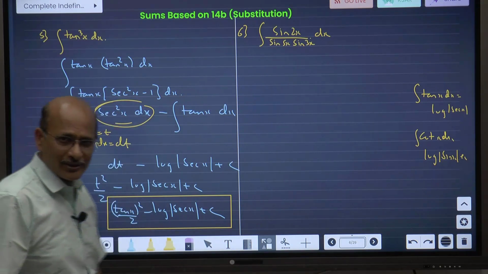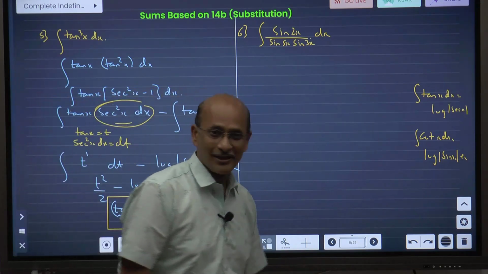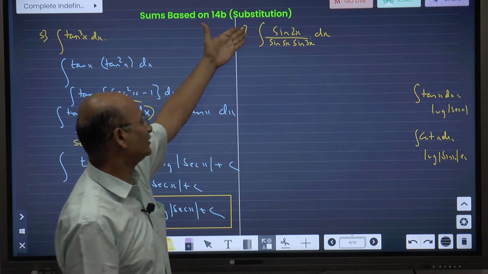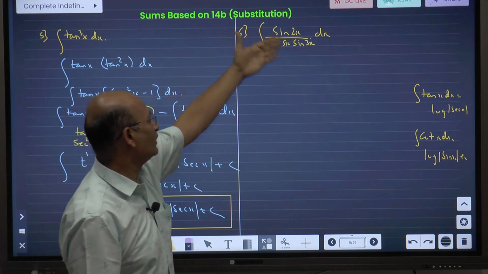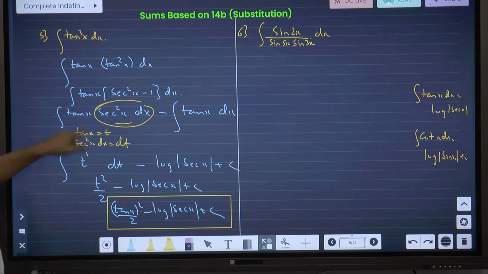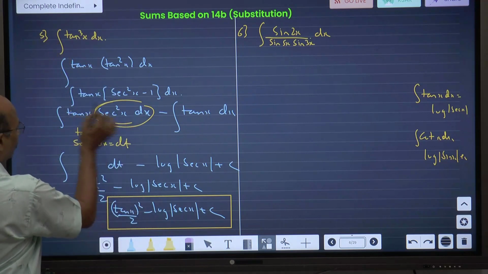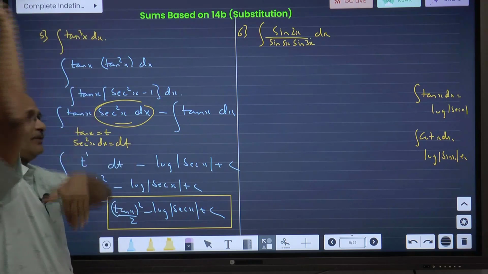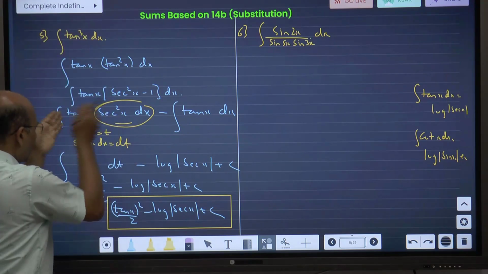Long division is out of the question. Substitution, I really don't know, because the derivative of sine is cos. There is no question, because whenever you are integrating by substitution, remember you have to substitute something from the integrand. This is a very important point, not something from outside. Something over here only you have to substitute.